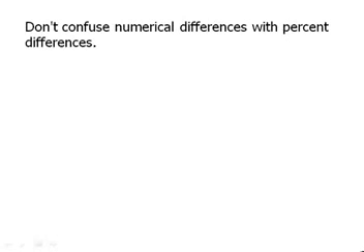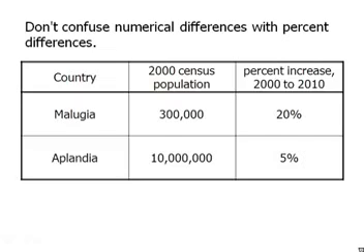Also, I'll say, don't confuse numerical differences with percent differences. Now, what do I mean by that? Look at this data here. So it's clear from this data which of these two countries had the biggest percent increase from 2000 to 2010? Well, clearly Malugia had a 20% increase, and Laplandia only had a 5% increase. So Malugia had a bigger percentage increase.